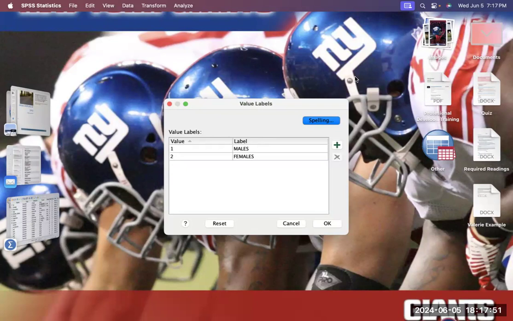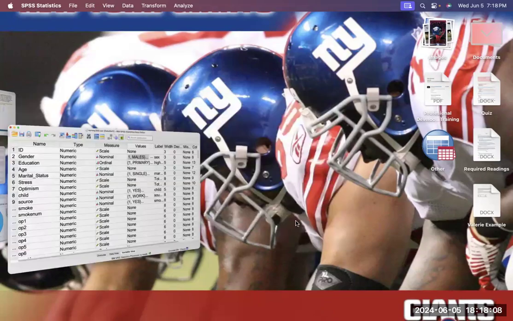Remember, this is a categorical variable, but we will have to tell SPSS, give it a number. So we're just kind of recoding it. But does everybody understand that concept of it being a nominal variable and that it has to have data labels? Everybody okay with that? Let's take a look at one more nominal variable.